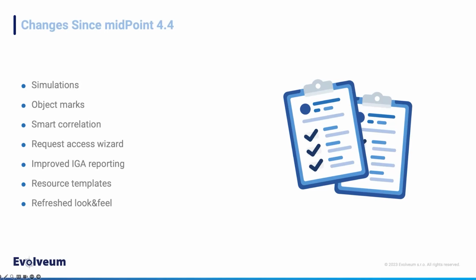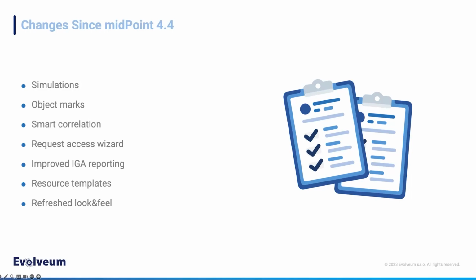One of the biggest and unique features added in MidPoint 4.7 are simulations. Together with object marks, we believe identity governance journey with MidPoint will be simple, safer, and faster. Another interesting feature which you should not miss is smart correlation. This feature can be used to correlate accounts while connecting new systems, but it is also used when the identity recovery feature is enabled.